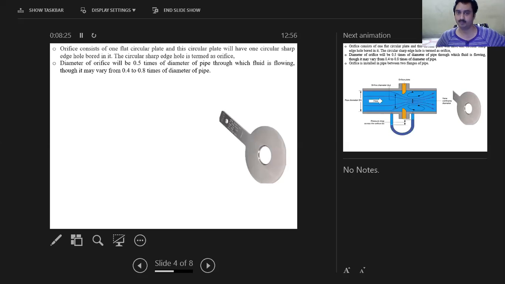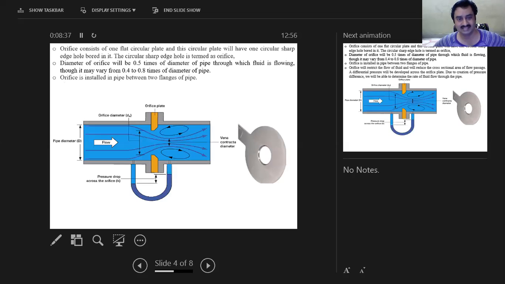The diameter of the orifice is about 0.5 times the diameter of the pipeline in which you are going to incorporate this orifice. It may also vary from 0.4 to 0.8 times the diameter of the pipe in some special cases. The orifice is installed in the pipeline between two flanges of the pipe. You could see here is a pipeline on the left hand side, and the right hand side is another pipeline. They are being connected by a flange coupling system. This outward protruding section is a flange. So in between these two flanges, your orifice is inserted.